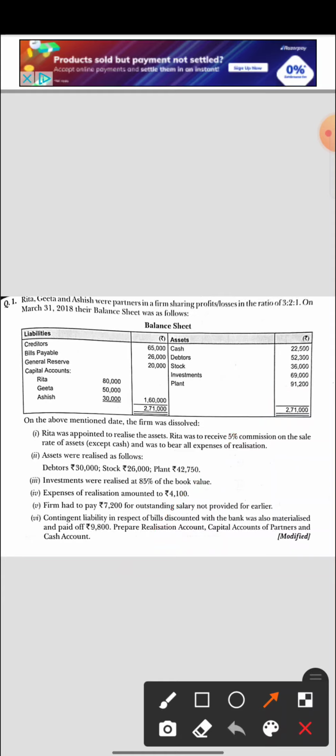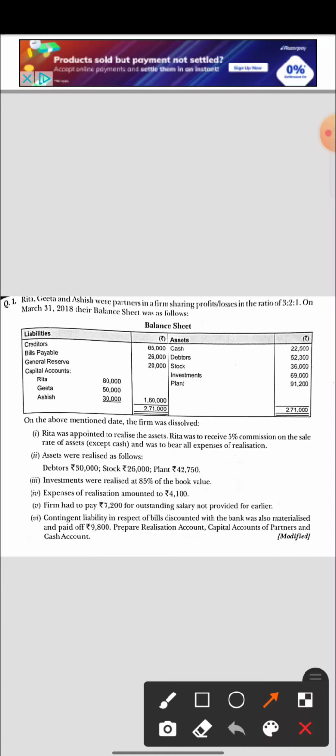Now expenses of realization amounted to 4,100. But she already got commission. Okay, Rita already got commission, so she will take care of all the expenses. The firm had to pay 7,200 for outstanding salary not provided for earlier.